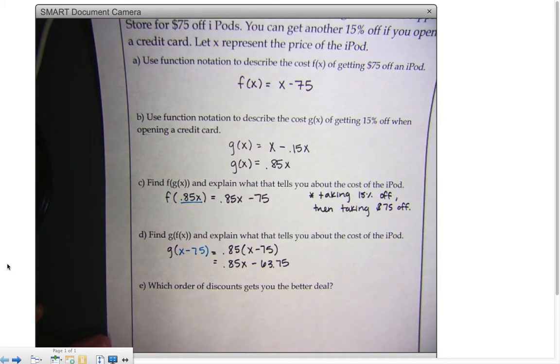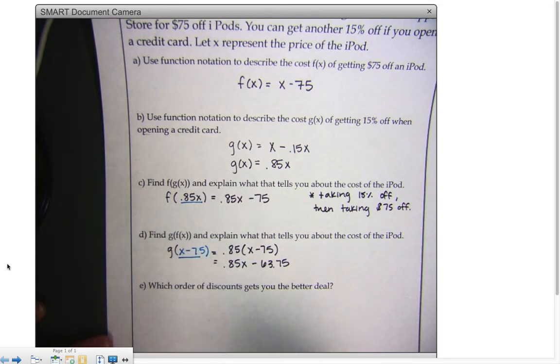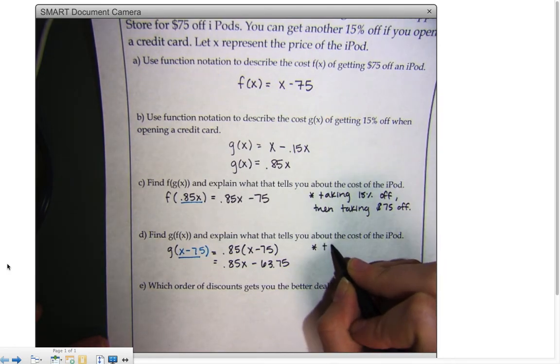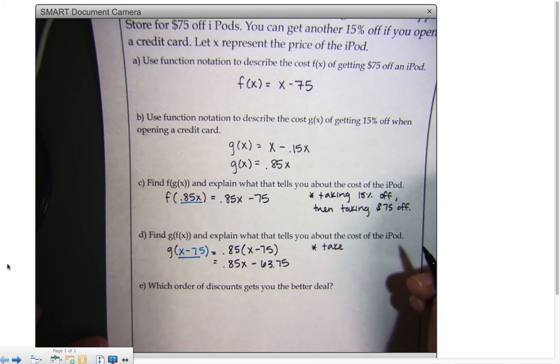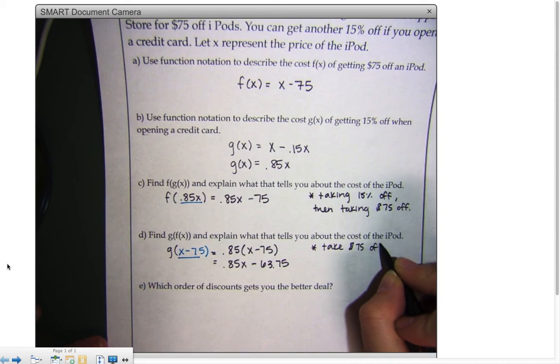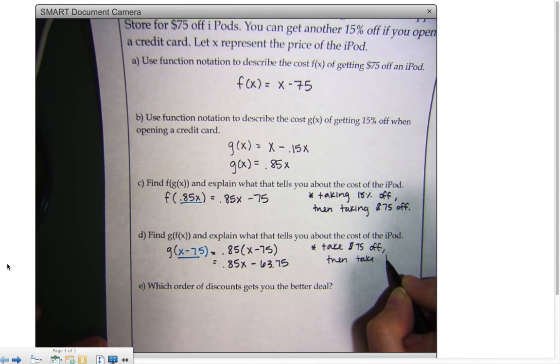So this is saying that I'm doing the function on the inside first. So whatever the cost of my iPod is, I'm going to take $75 off. Then I'm going to take the 15% off. So I'm doing the order of the coupons in a different order. So here I would take $75 off, then take 15% off.